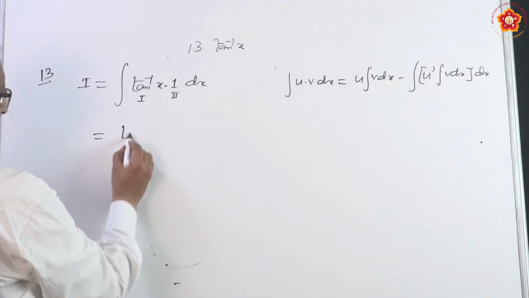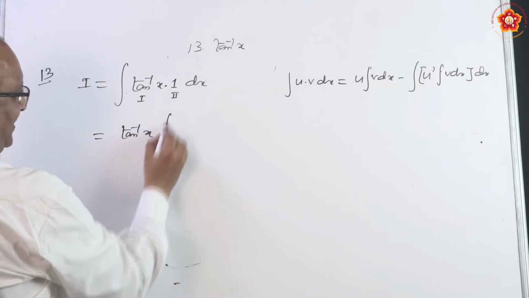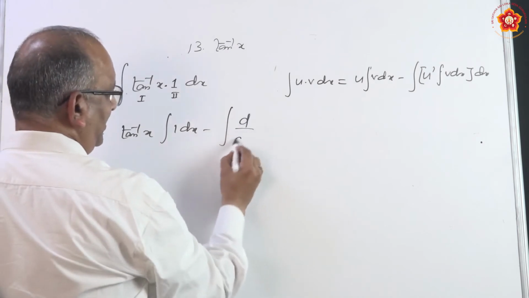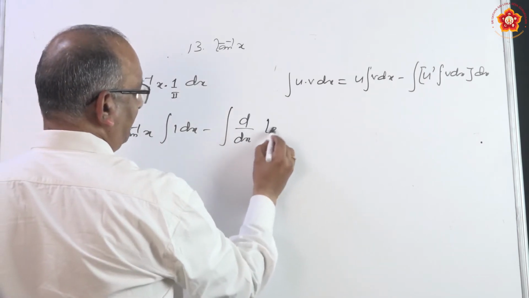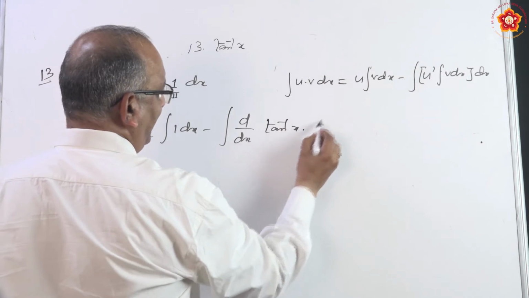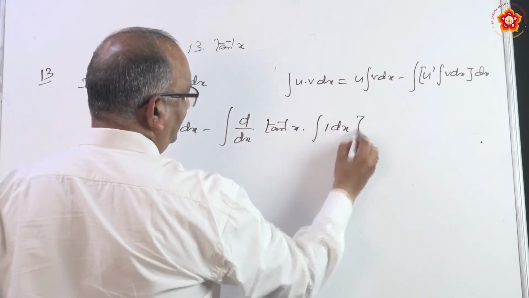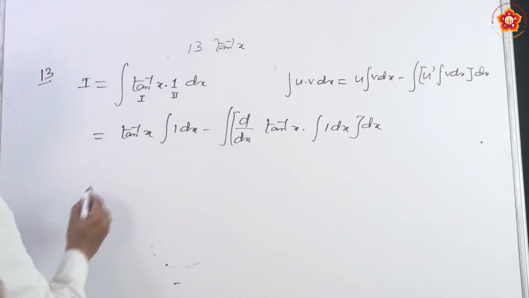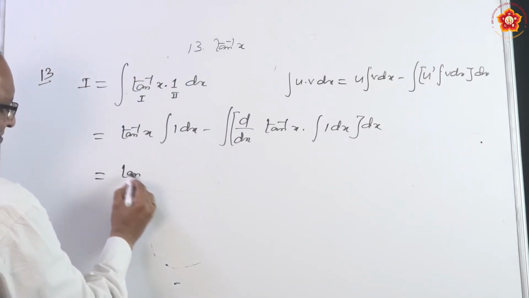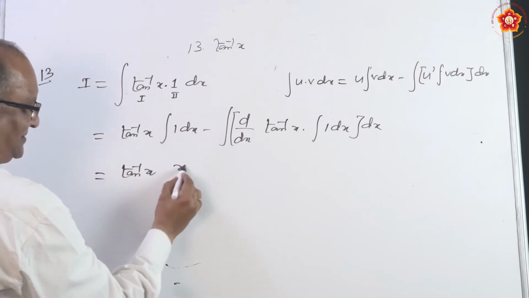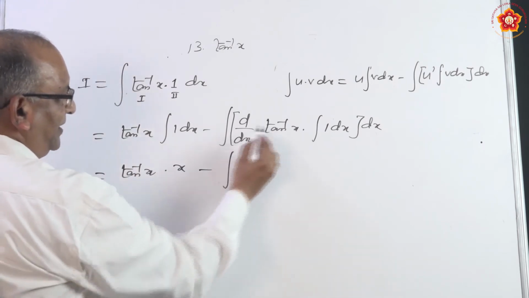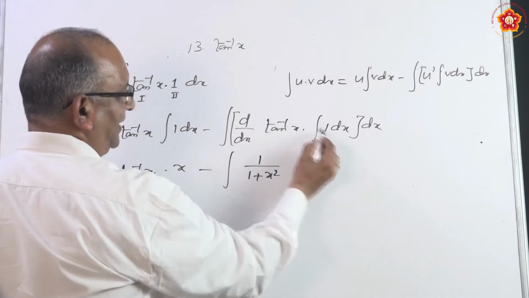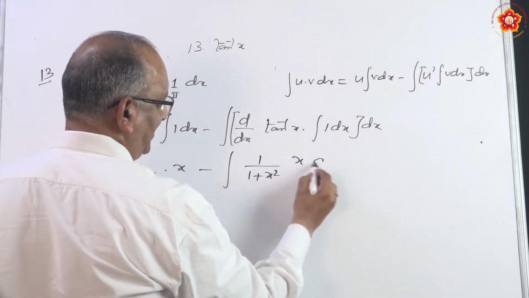So, first function, integral of second, minus integral of d dx of first into integral of second, whole integral. Apply: tan inverse x, integral of 1 is x, minus derivative of tan inverse x is 1 upon 1 plus x square, integral of 1 is x, dx.